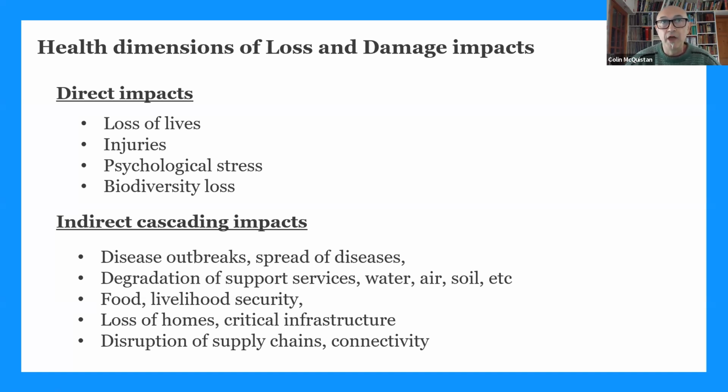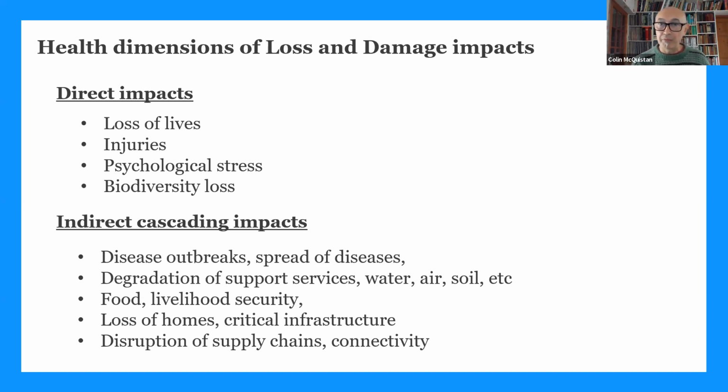These things all happen. But I think where it's really important is thinking about the cascade of those direct to the indirect outbreaks. Maria's already talked about disease outbreaks post-flood. We get degradation of support services. One of the things that I picked up when I looked at the web on health impacts of climate change, it was all about air pollution.